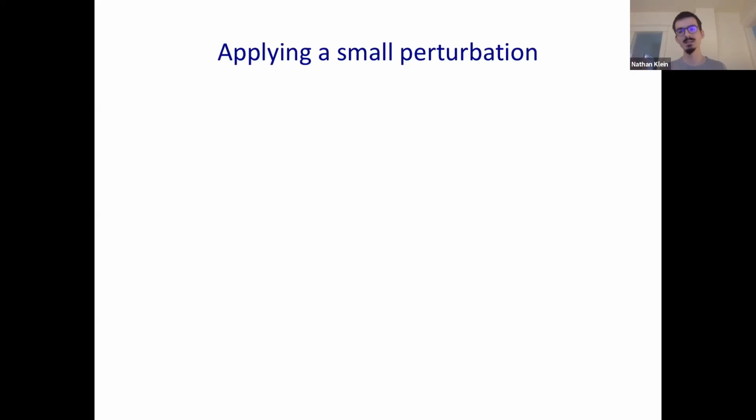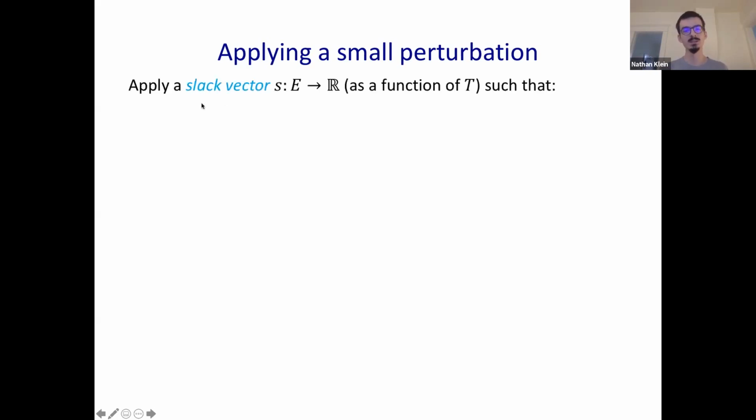Okay, so as I said, we can think of this x_e over 2 solution as our initial point. And now we will perturb it a little bit by applying a slack vector that depends on the tree, such that we set y_e to be x_e over 2 plus this slack. And this slack may be positive or negative, but we'll want it to be negative in expectation.